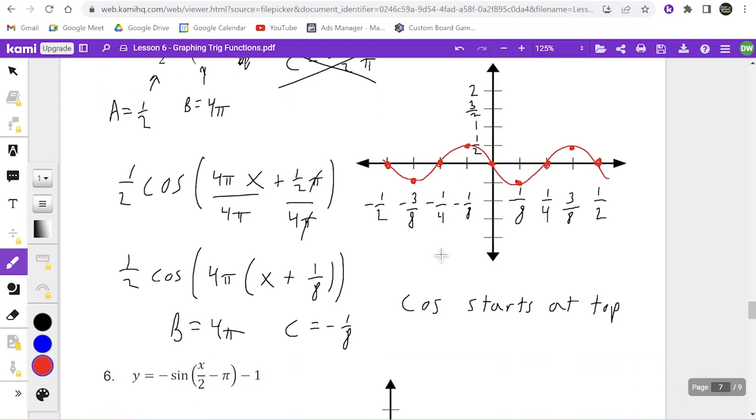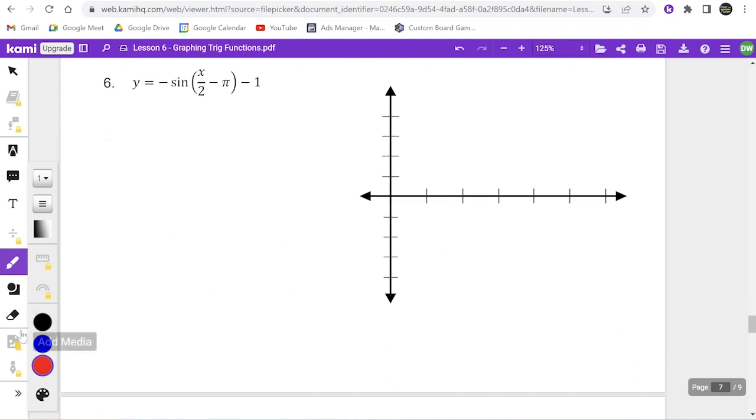Number 6, probably the hardest one. First, A equals -1 and D equals -1. There's only 2 easy parts to this. D and A are the only easy ones. And I know my midline is down here at -1, so I'm going to mark that right now. There's -1. Okay, next, we saw before that I had to factor out the thing in front.